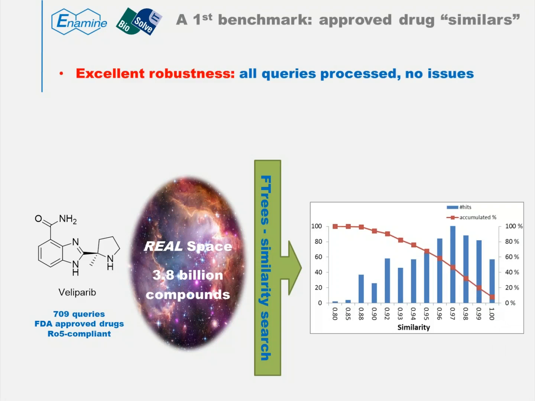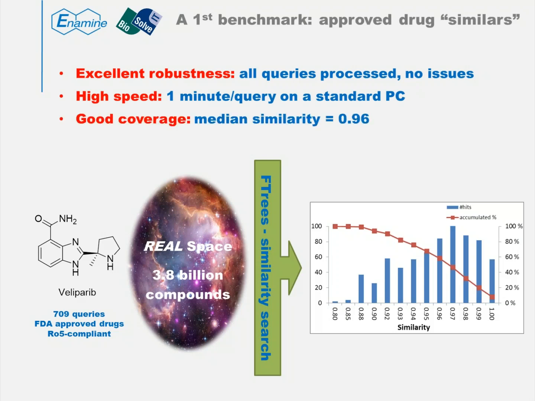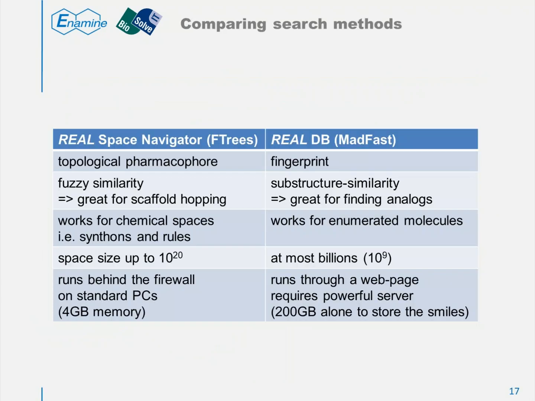Good thing to know as well is that all queries could be processed, so there was not a problem with one molecule, and it went very, very fast. Every query took about 1 minute on a standard PC. And the median similarity of this is 0.696, sorry. So for every drug-like molecule, a very close analog can be found in the REAL Space.